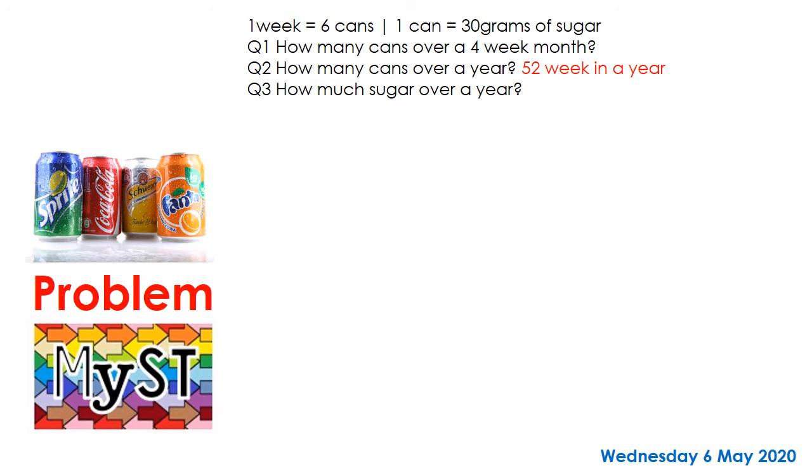Okay, so let's have a look at the first question. The first question is, in a 4-week month, so there are 4 weeks in a month, how many cans do they consume or drink? So the question is 4 weeks, 6 cans a week. The question is 4 times 6. Each week they drink 6 cans, 4 lots of 6, 24 cans.